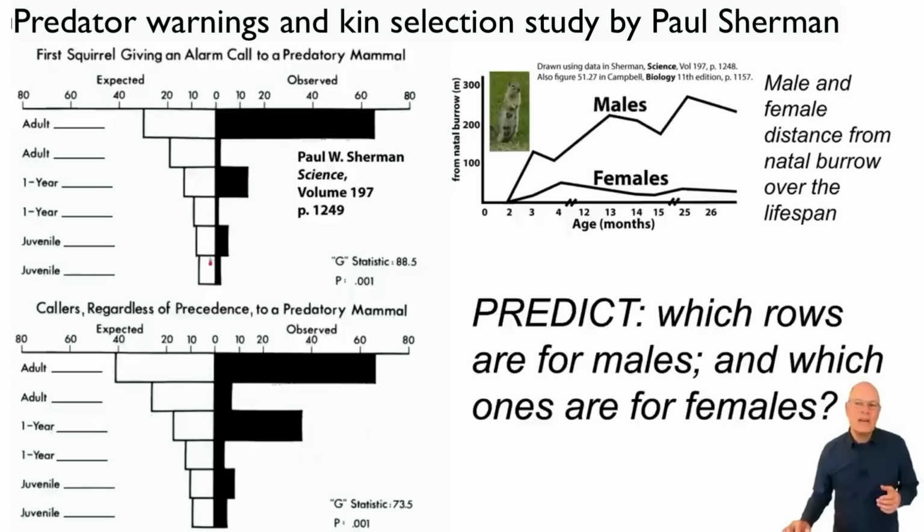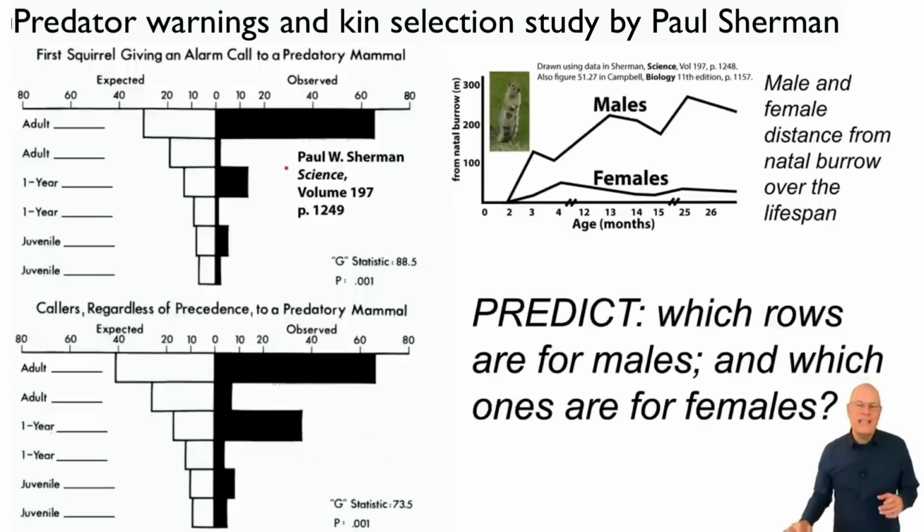The left side of this graph shows the distribution of each of these age classes and sexes in the population. And again, you know the age, you know that these are adults, but you don't know which one's male and you don't know which one's female. And that's true for adults, 1-year-olds, and juveniles. The top graph shows the first squirrel to give the alarm call, and the second shows all callers regardless of precedence. In other words, it might have been the first call, the second call, the third call, and these were calls to a predatory mammal, so to a ground predator.